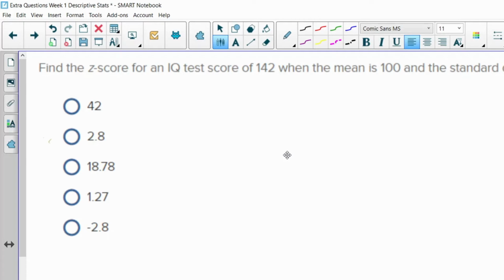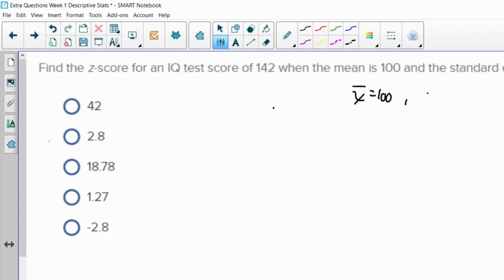Another Z-score question, pretty straightforward. All the info is given. So now we have a test score of 142 here, and the mean is 100. The standard deviation is 15. And this is the score, so this is going to be the X that we're going to use. Now, it doesn't say anything about whether it's a sample or not, so I should have probably used mu for the mean, because remember, this is the formula.